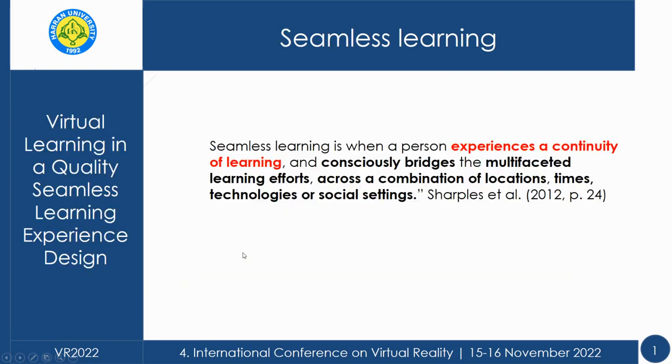Now, we spoke about seamless learning at the beginning. You may wonder what seamless learning is about. Seamless is really seamless from one environment to another. So the learning takes place when a person experiences a continuity of learning and consciously bridges the multifaceted learning efforts across a combination of location, times, technologies, or social settings.